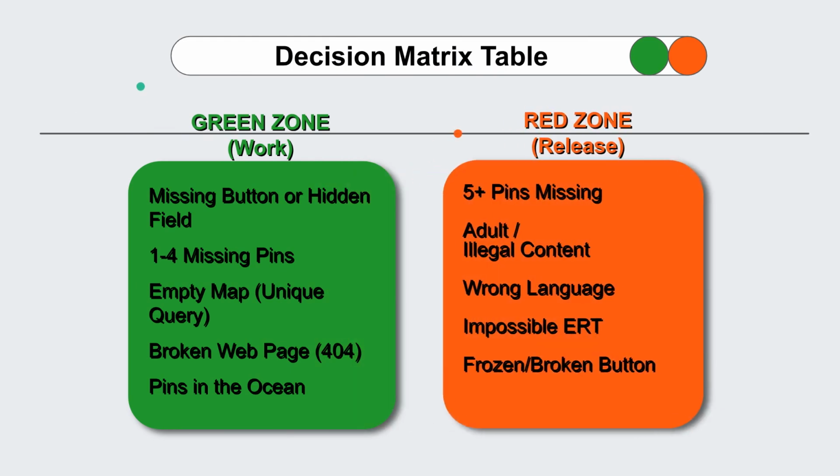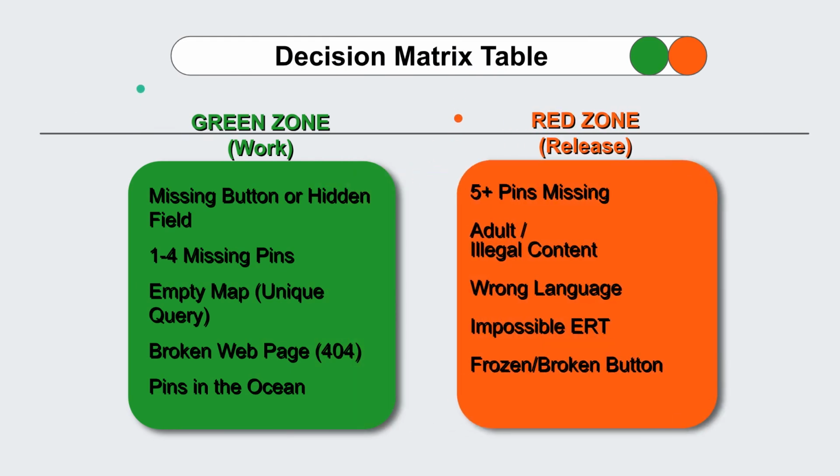To survive the platform traps, you need a clear list of what to do and when. Look at this decision matrix table on your screen. This is your professional shield and the answer to every scenario. Take a screenshot of this right now or download the video summary from the description.